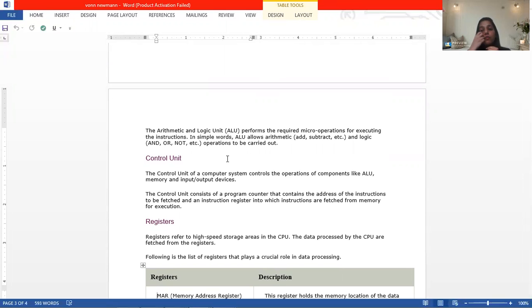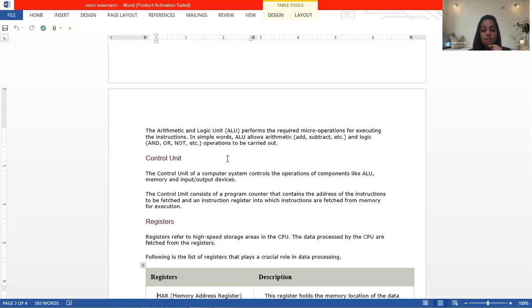So this control unit acts like a manager, right? वो मैनेज करता रहेगा और देखता रहेगा कि जो डिवाइसेस हैं वो अपना काम अच्छे से कर रहे हैं कि नहीं कर रहे हैं. So the control unit consists of a program counter that contains the address of the instructions to be fetched and an instruction register into which instructions are fetched from memory for execution.